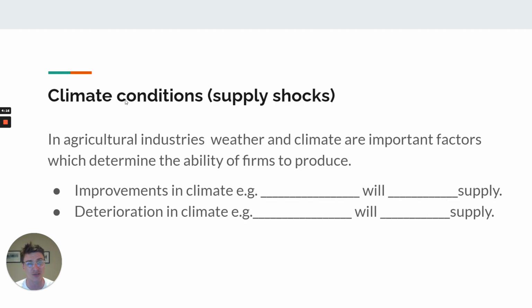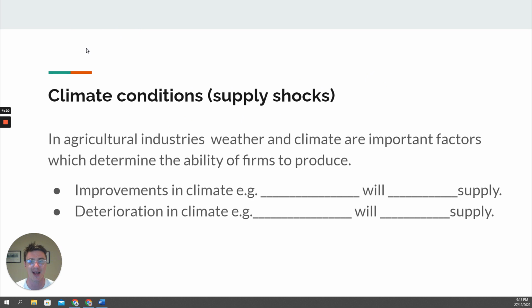All right, climate is really mainly for our agricultural industry. So it's pretty simple. If we have good weather, good growing conditions, good rain, good sun, we're going to produce more. All our agricultural businesses are going to produce more fruit and vegetables. And vice versa. You can fill that one out there.